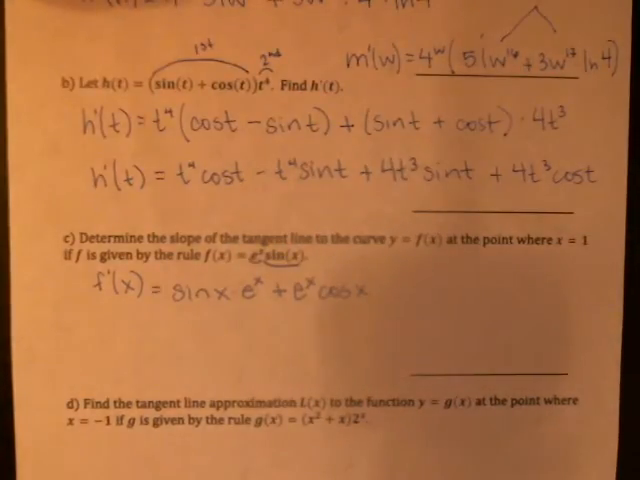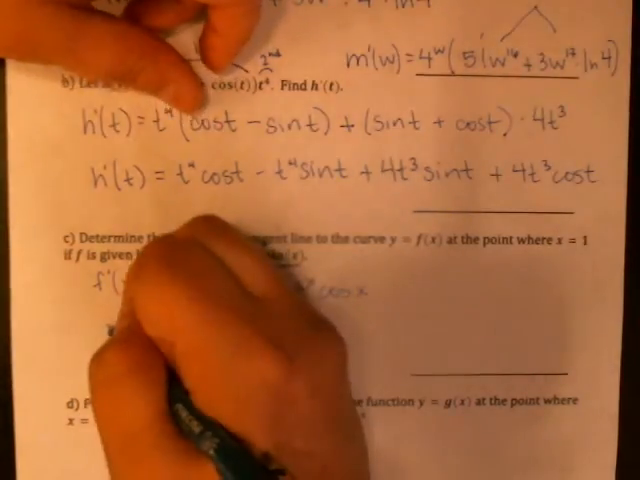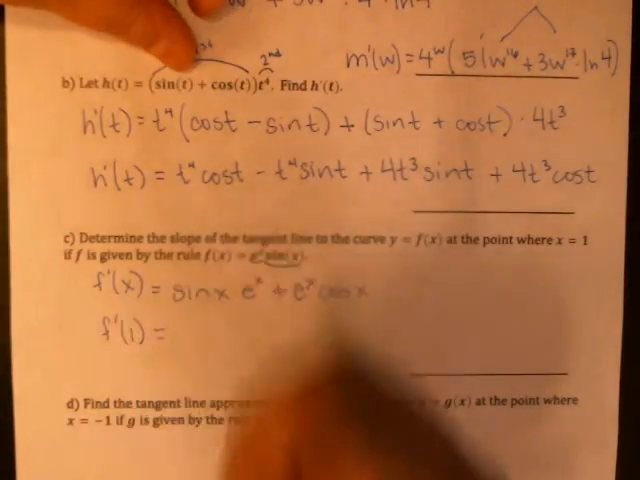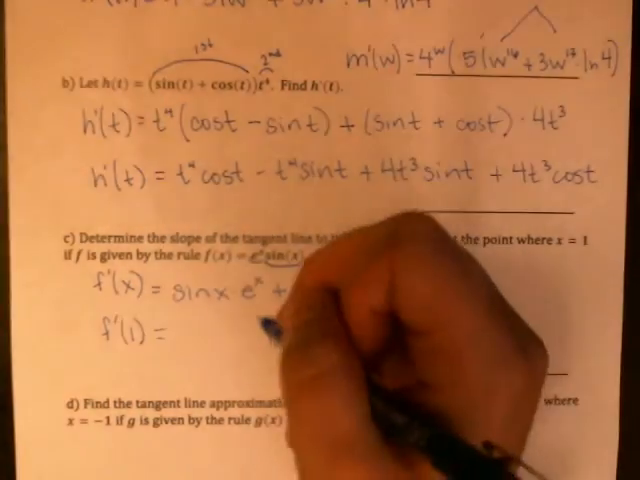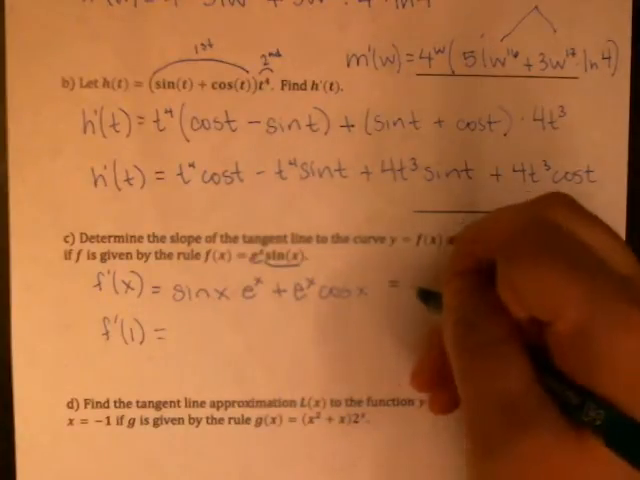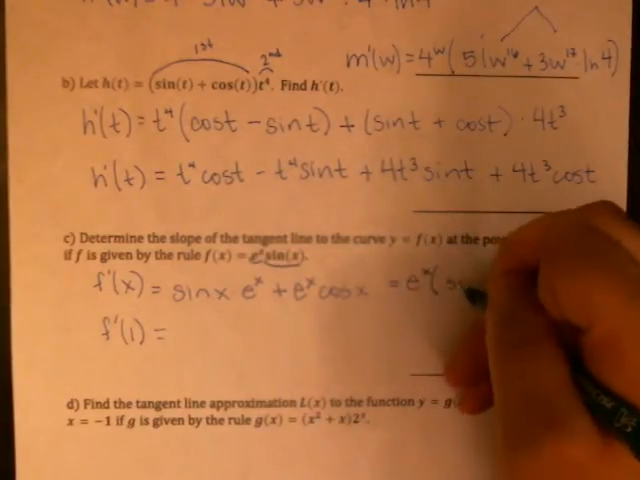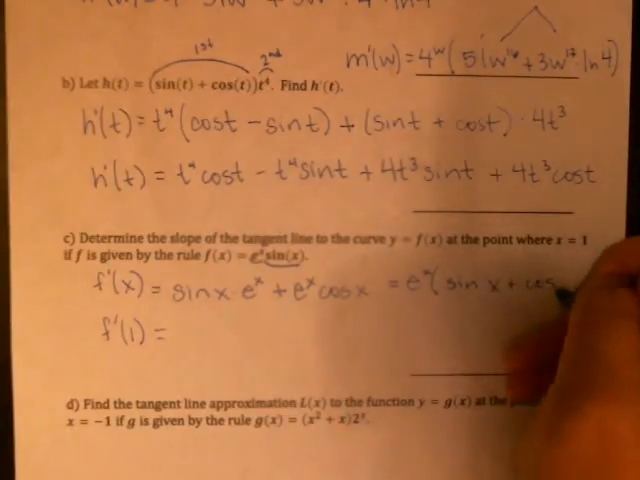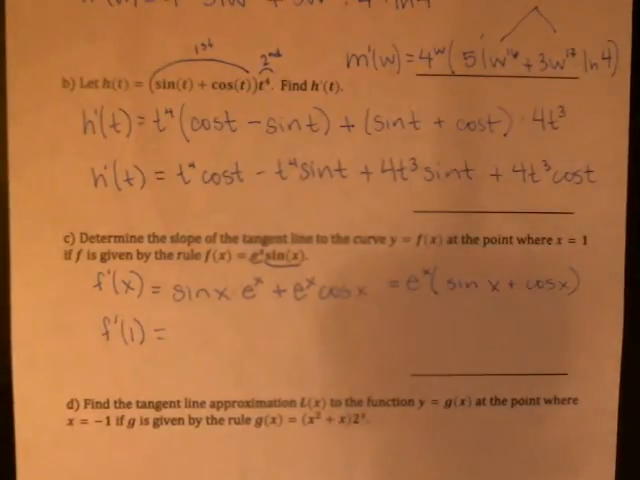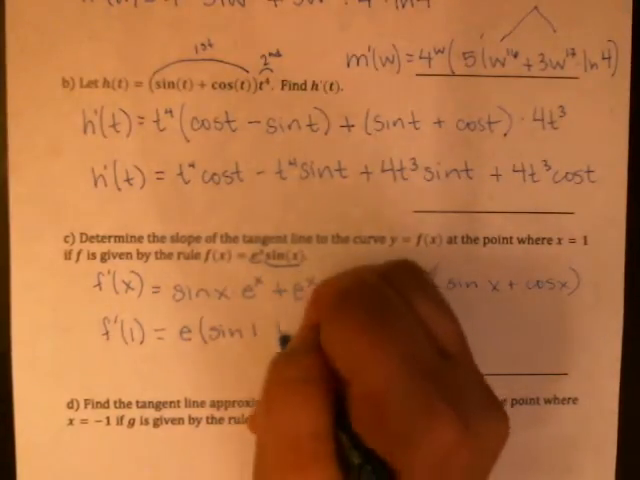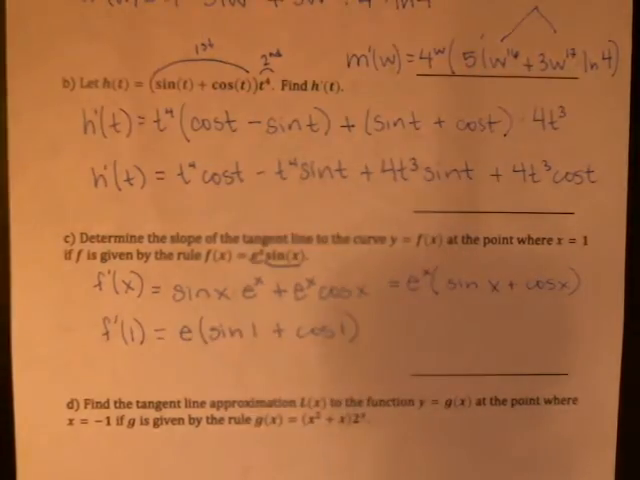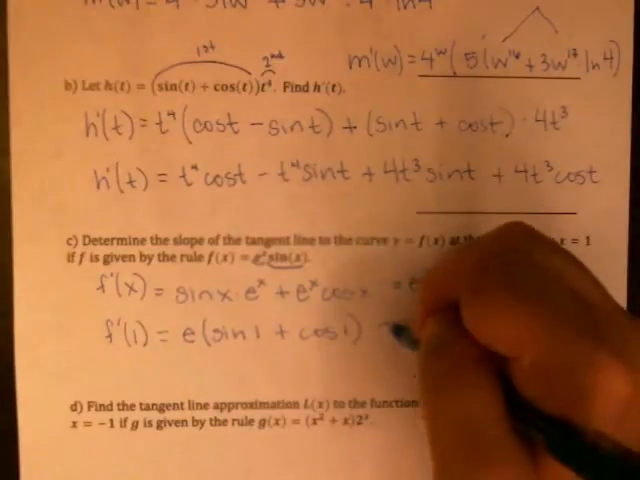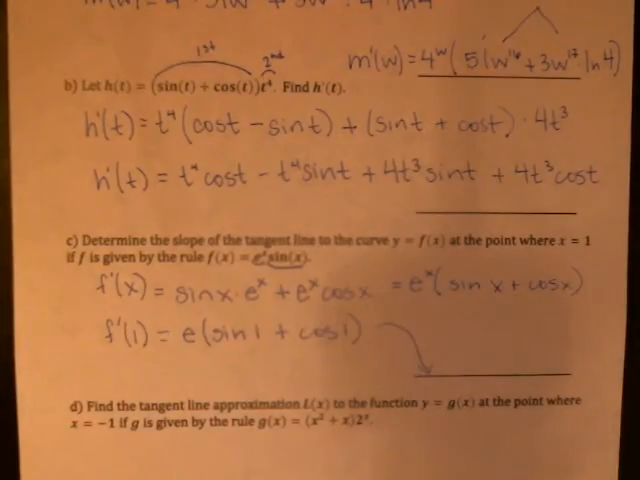So there's my derivative. And I'm interested in the slope when x equals 1. So we should be plugging 1 into the derivative. And nothing particularly nice happens there. Here, I'm going to go ahead and factor out the e to the x. Don't have to, but I just think it looks a little nicer here. Okay, so e to the 1 is just an e. Sine 1 is what it is. Cosine 1 is what it is. Those aren't particularly nice, so that's your answer. The slope of the tangent line is e times sine 1 plus cosine 1.